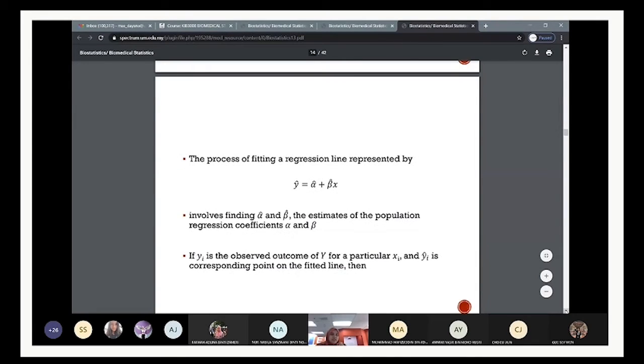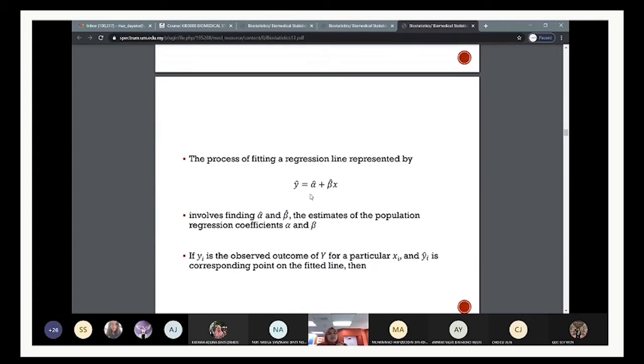So the process of fitting a regression is represented by this y hat, the y on the red line, remember. This is the estimated y-intercept, and this is the estimated slope for x. So we have to find these coefficient values.